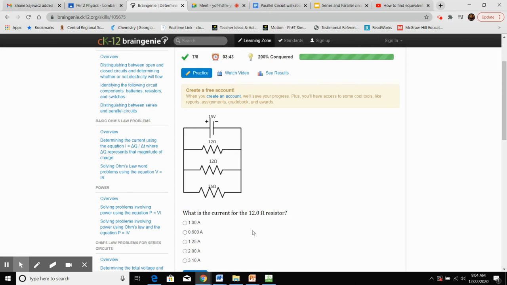Okay. What about this dude? What's the voltage going through all the branches? 15. It's the same as the battery. Good. Okay. So again, to find current is V divided by R. So V through each of these branches is 15. So I'm going to do 15 divided by 12. All right, if we do that in the calculator, we're going to get 1.25.